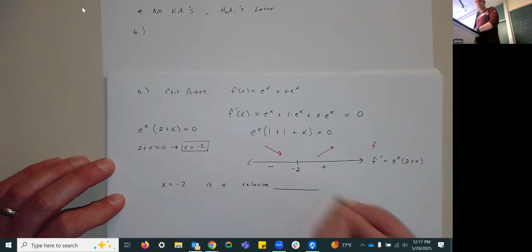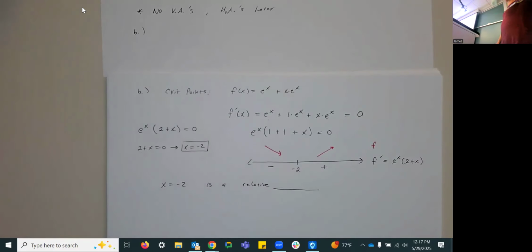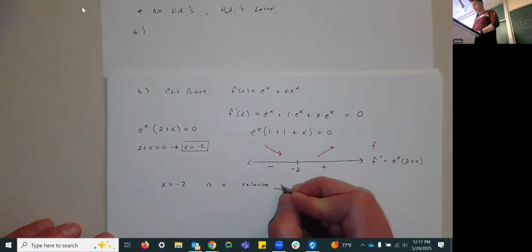Fill in the blank, at least in your head, if not on paper or whatever writing thing you're writing on. X equals -2 is a relative minimum.